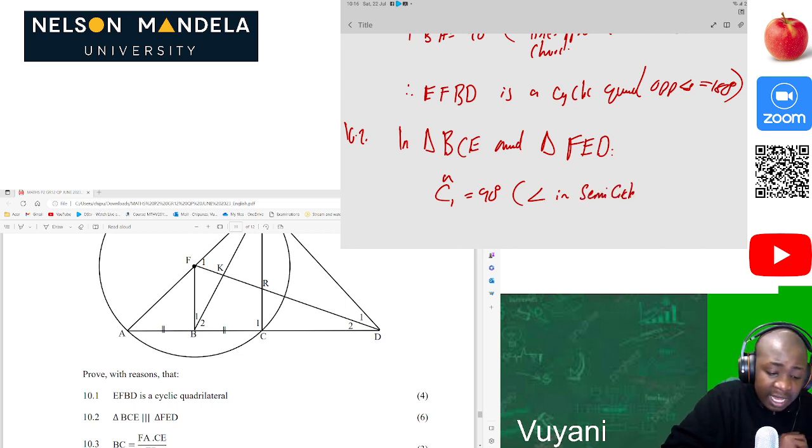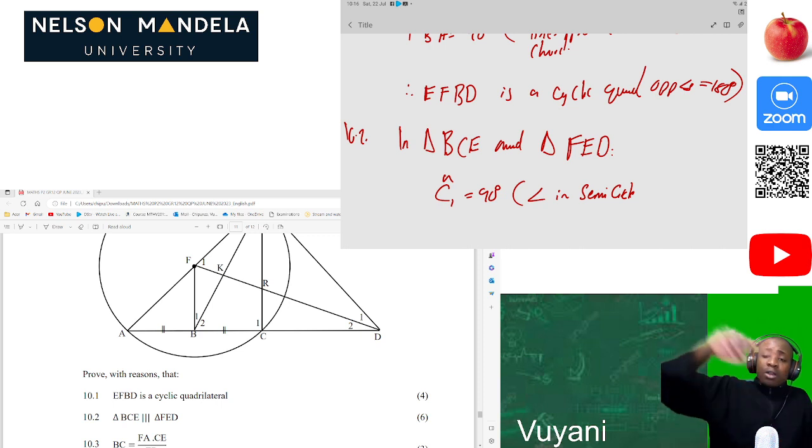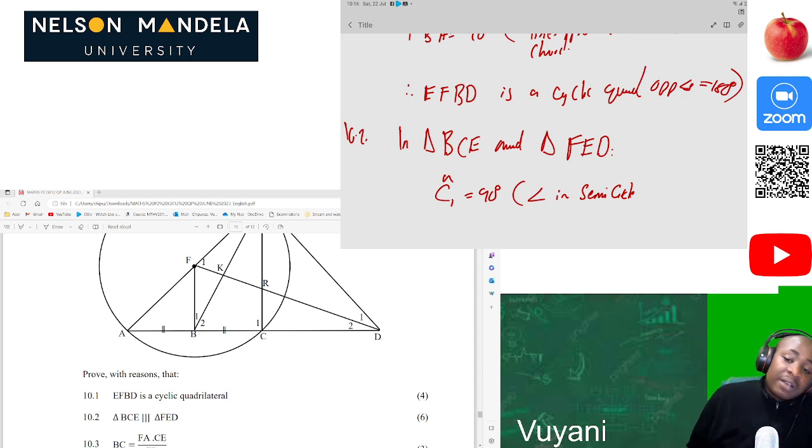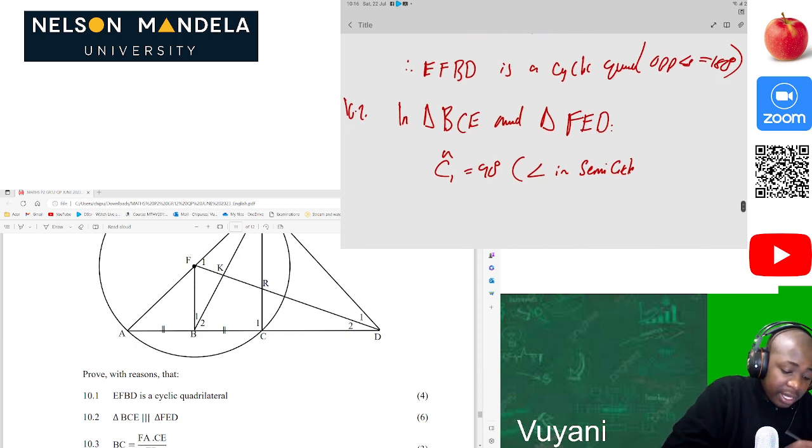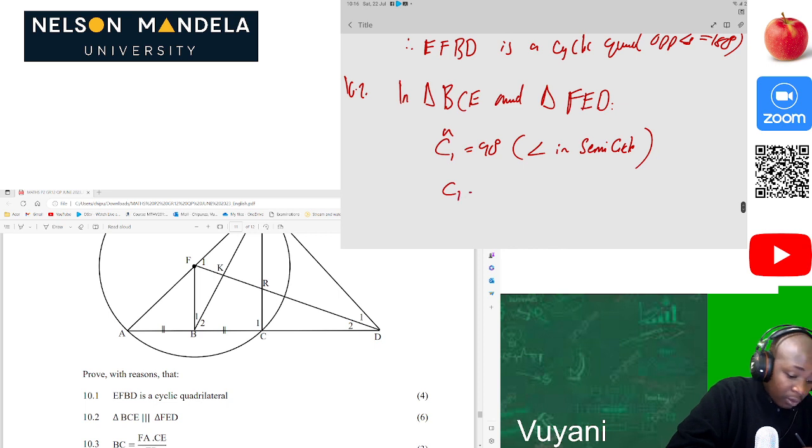Bear in mind that AFE is already a diameter, because it comes from the circumference, passes through the center and goes to the other point on the circumference. So that gives us the right to say this is an angle in a semicircle. So in these two triangles, C1 is also equal to FED, which is equal to 90 degrees. Also B2 is equal to F1. Why? Angles in the same segment.